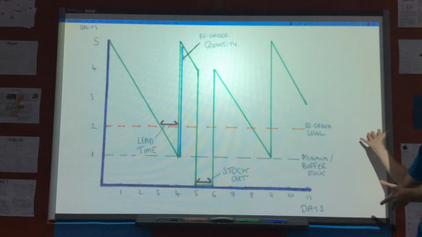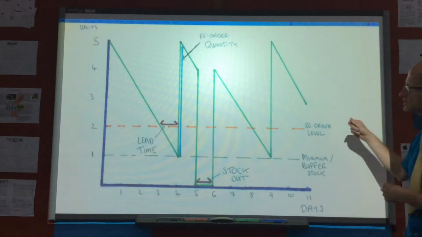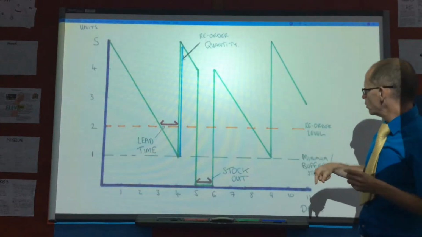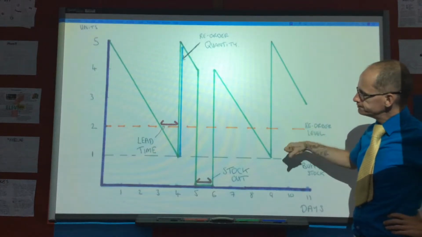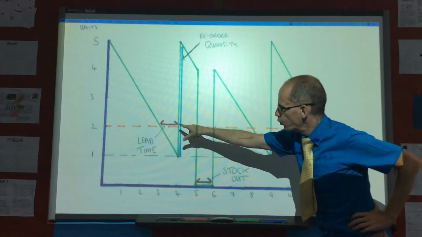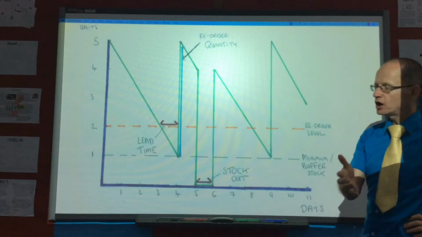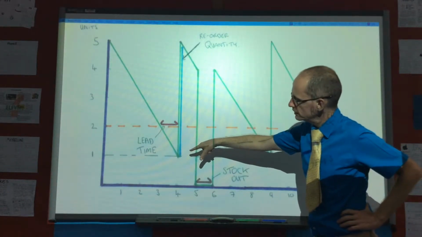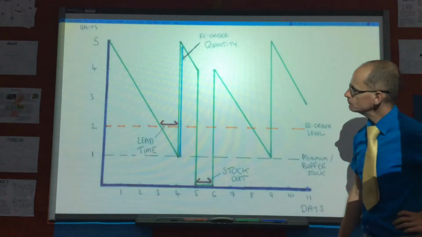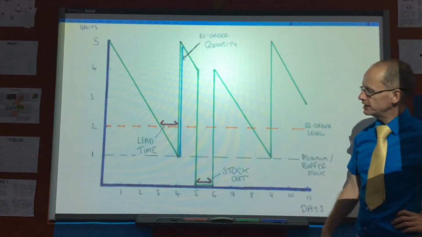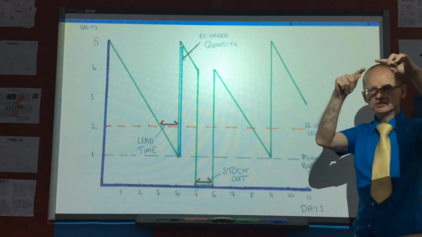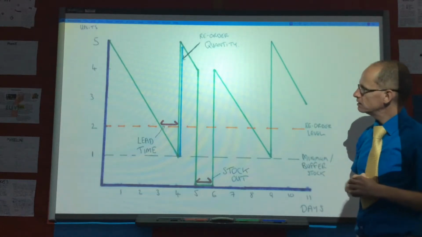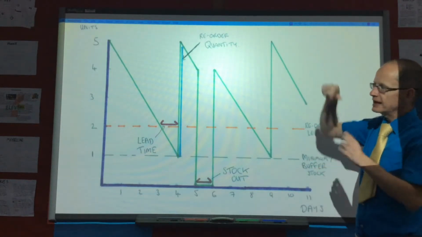I can just stand over here and let you look at this. Alright, the reorder level is at 2. It takes 1 day to receive the stock, that's the lead time. Each time the company orders something, it orders 4. So you can see from day 1 through to day 4, it sells 1 per day. On day 4, they receive the 4 items.